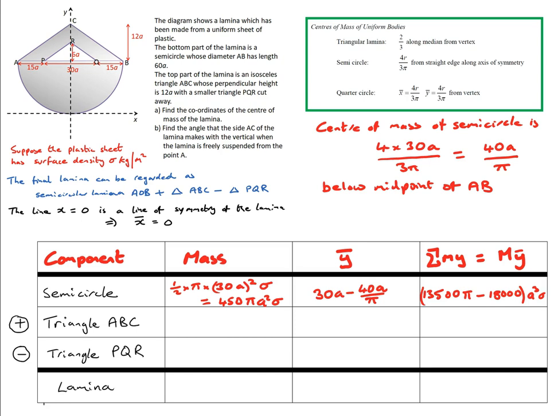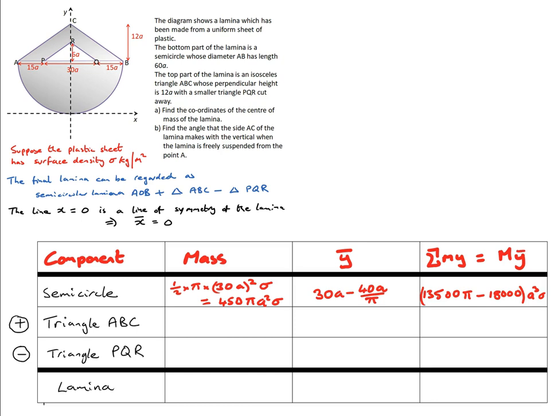Moving on to the second component, we've got the triangle ABC to consider. The triangle ABC has a base of 60a and a height of 12a, so its area is a half times 60a times 12a, which is 360a squared. So its mass is going to be its area times sigma, which is 360a squared sigma.